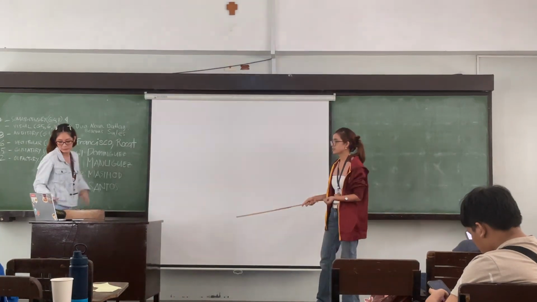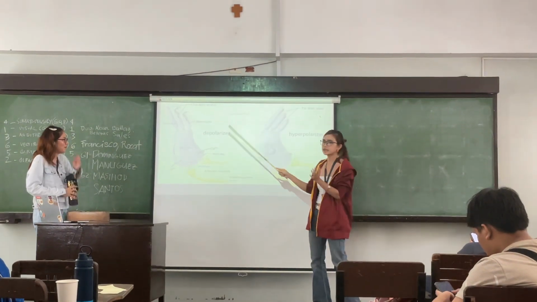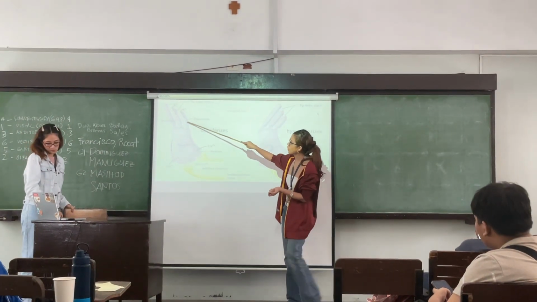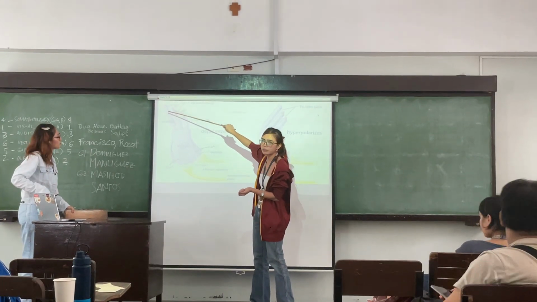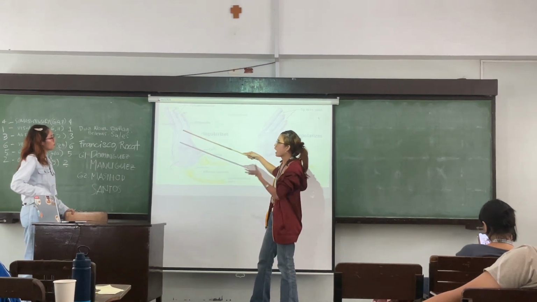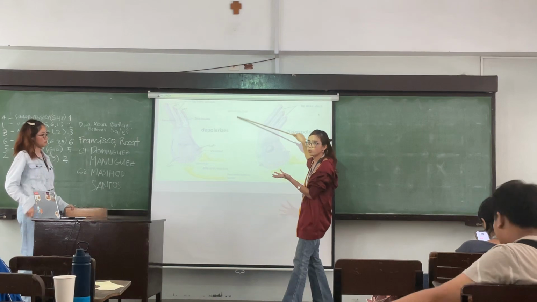Next slide. Okay, here is the zoomed-in version of the inner hair cell. As you can see here, there are several stereocilia, and the longest stereocilium has a special name, the kinocilium. Once the hair cells are activated, the endolymph fluid moves.